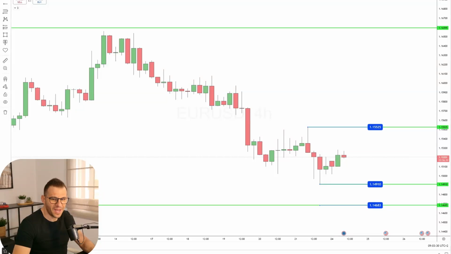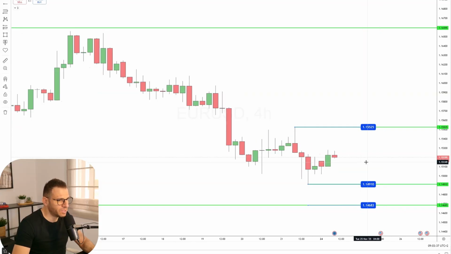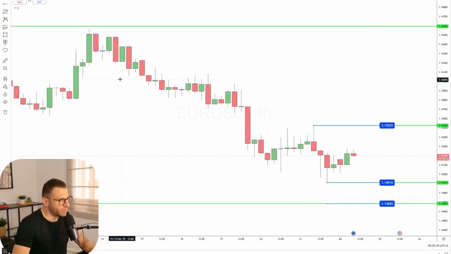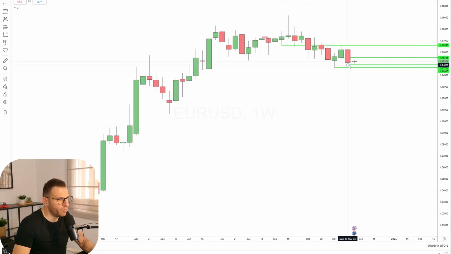Good morning, everyone. Let's start with the chart analysis, and that's the euro versus the US dollar. We expect further downside momentum. First, because the market is in a downtrend. Also, because on the weekly chart, the price formed that bearish continuation candlestick.